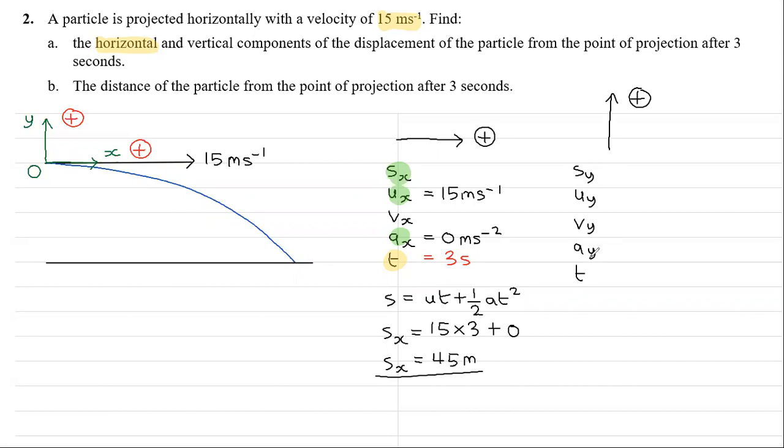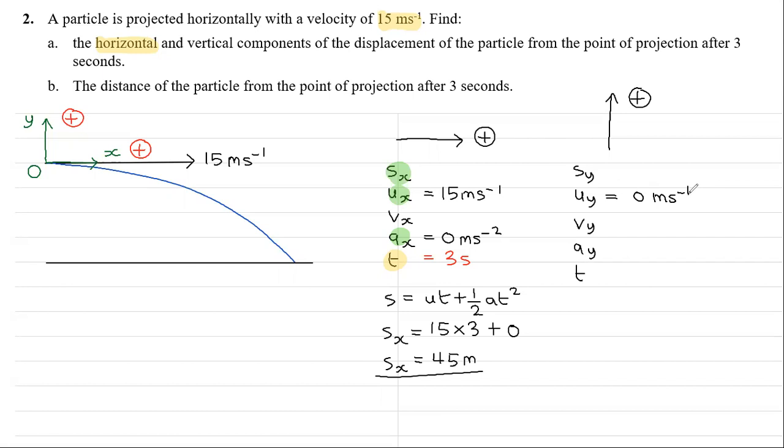Okay, so vertically, well, we don't actually know the vertical displacement. That's what we're trying to find. The initial velocity vertically is 0. There's no vertical motion initially. It's falling, so it's 0. And that won't have a sign either because it's obviously 0.